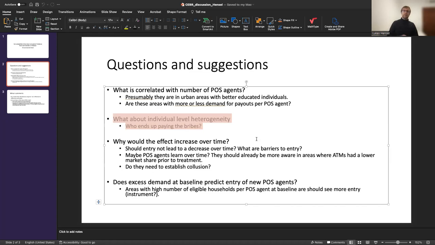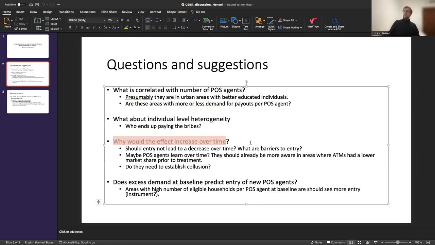The second point is about individual level heterogeneity. Farah mentioned something along these lines as well. I'm just really interested in the incidence of corruption, who actually ends up paying this? Is it the people who initially went to the ATM? Maybe the people who initially went to the ATM are very aware of the potential for corruption and then somehow negotiate the bribes down. I think there's lots that you can do here to show where the incidence lies and who ends up paying for the bribes. That obviously has distributional consequences, but it can also potentially tell you something about the mechanism as well.